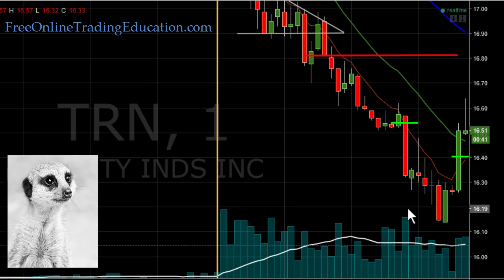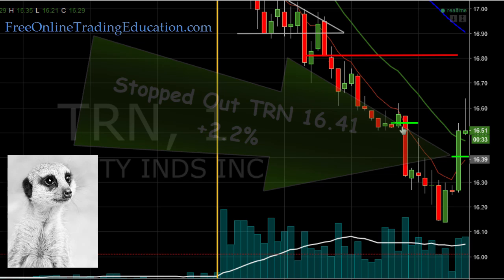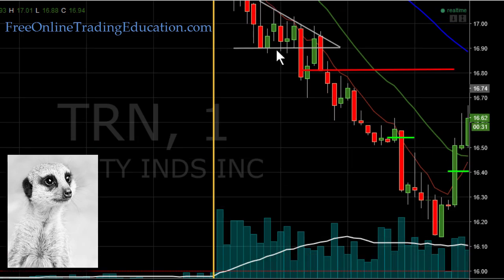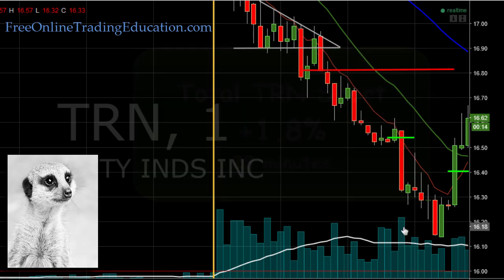So, yeah, tough to defend against that one, but I got filled at 1641 for 2.2% on the second half. So this total trade, let's take a look at it. We had a descending triangle here. I got in, and then I just managed my stop. I took out half when it stalled, and then the other half when it blew up above the moving averages, and total trade was 1.8% in 23 minutes. So that was a descending triangle.